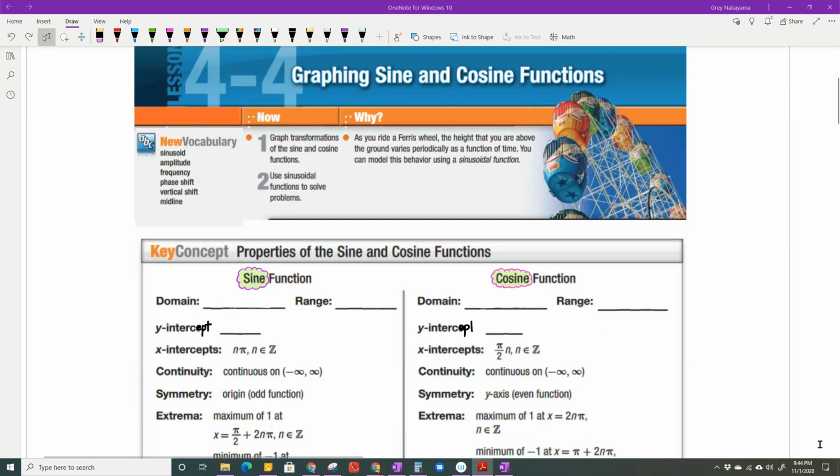Okay, today's lesson is 4.4, graphing sine and cosine functions. And I'm doing this lesson a little bit differently than what we've done with previous ones, and I'm gearing it a lot towards your assignment in Delta Math. So before we get started, I want you to know some important features about the sine and the cosine functions.